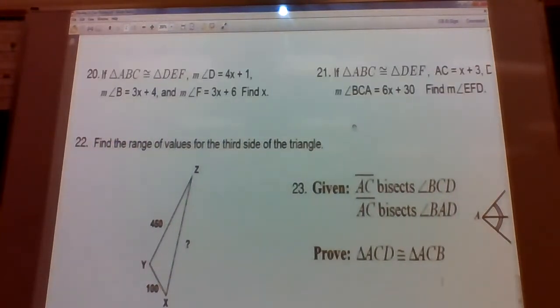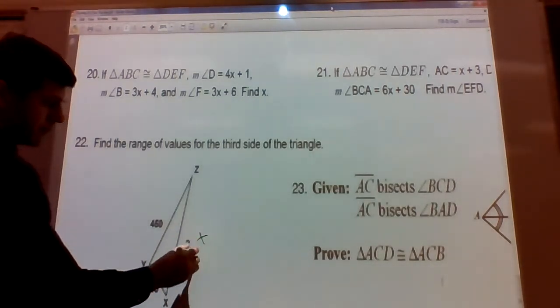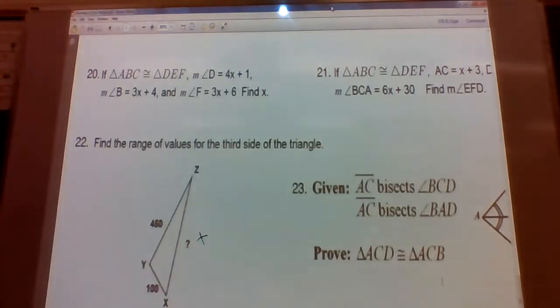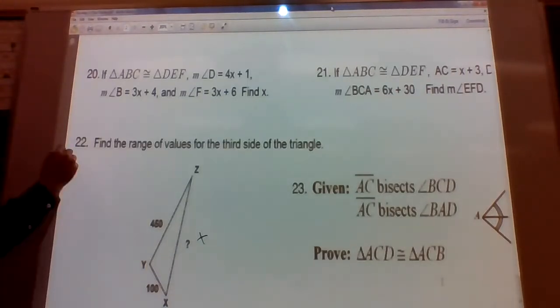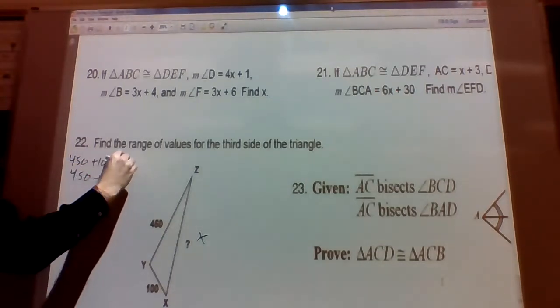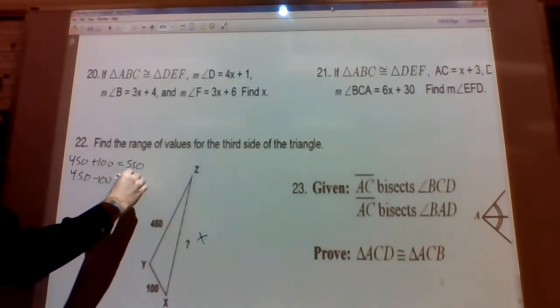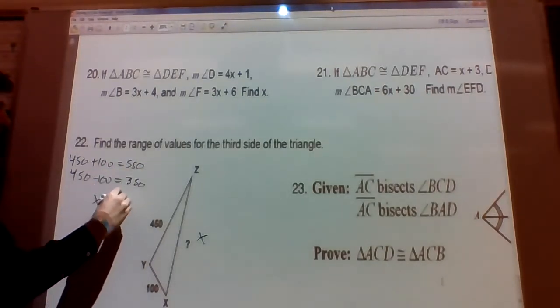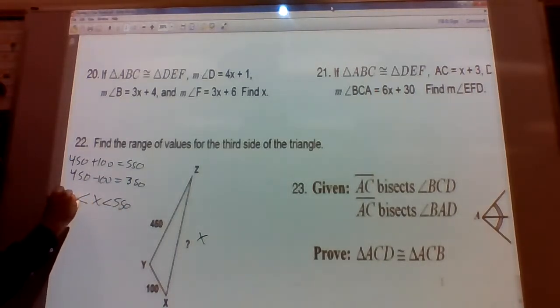Okay, 2 more. Find the range of values for the third side of the triangle. So again, we have 2 sides, which is 100 and 450. I'm just going to call this x. I know there's an x, but just to make it simple, I'm going to call it x. So we add the 2 numbers, right? 450 plus 100, and then we subtract them. 450 minus 100. So that's going to be 550 and 350. So we know x has to be between these 2 numbers. So it has to be less than 550, greater than 350.